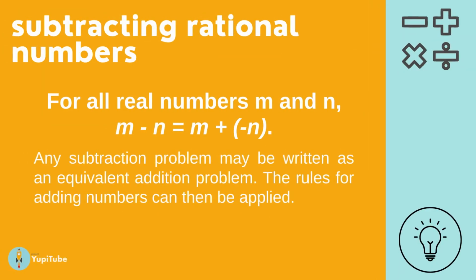Subtracting rational numbers. For all real numbers m and n, m minus n is equal to m plus negative n. This means that any subtraction problem may be written as an equivalent addition problem. The rules for adding numbers can then be applied.